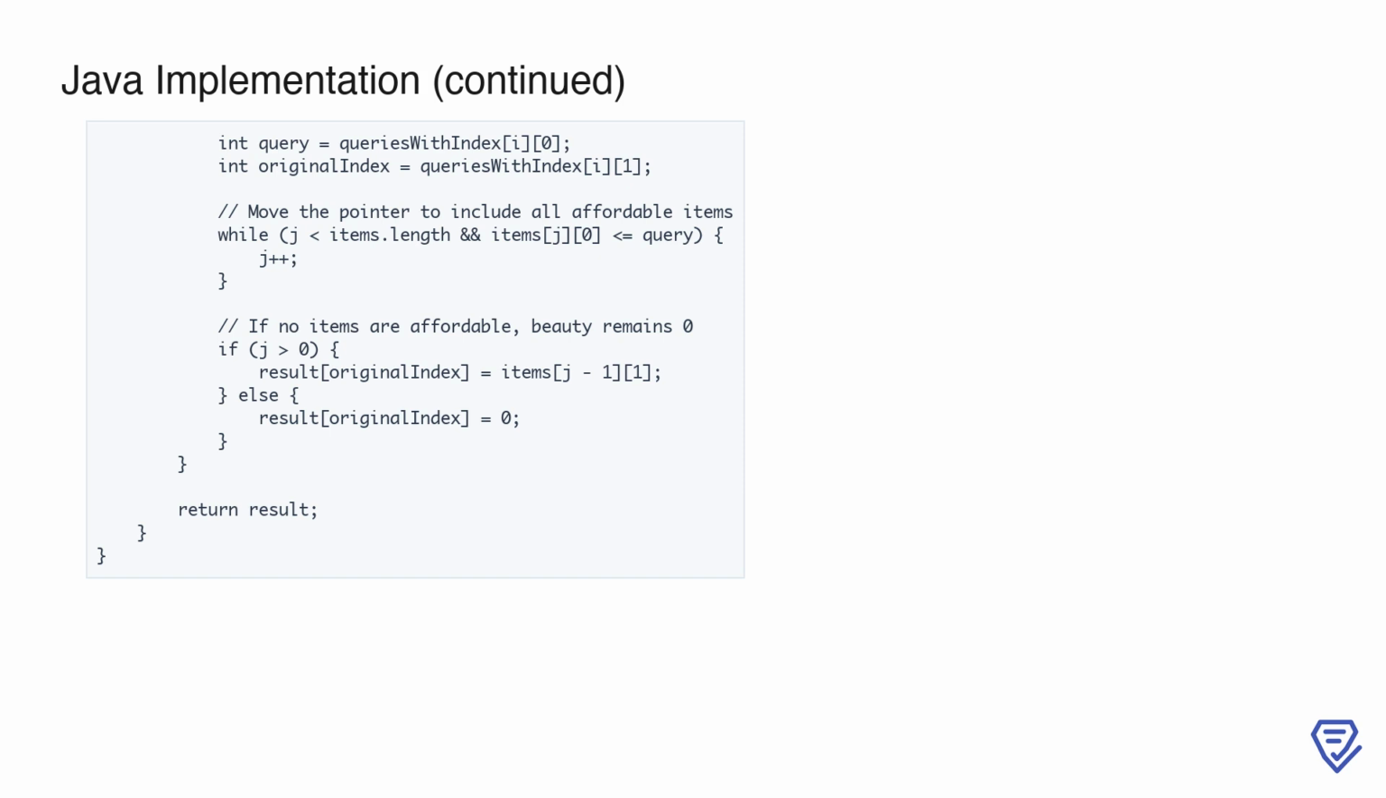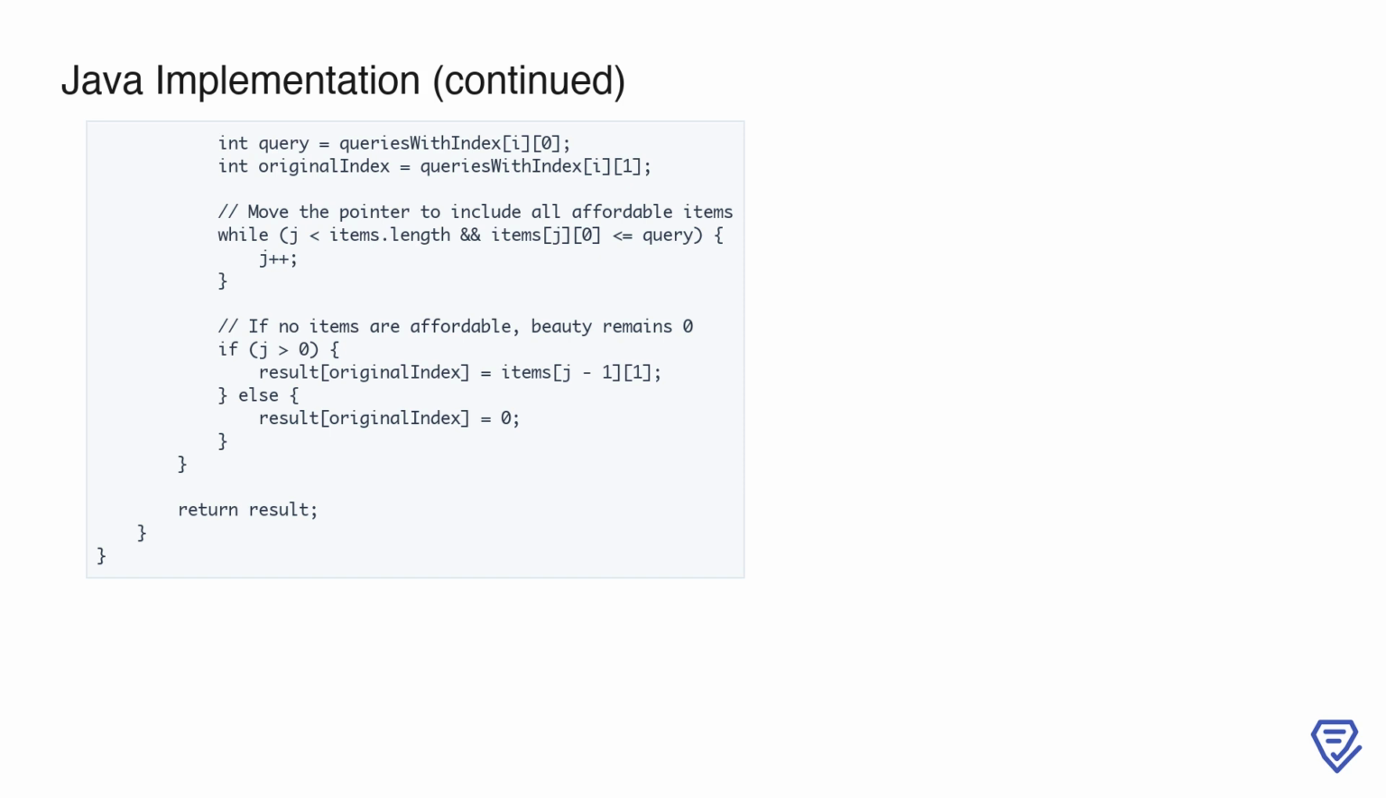Once the loop exits, we check if any items were affordable. If the pointer has moved at least once, this means there are items whose prices are less than or equal to the query price. In this case, the item's beauty value at the position j-1 represents the maximum beauty among all affordable items for the query. We store this value in the result array at the position corresponding to the query's original index. If no items are affordable, the result for this query is simply 0. After processing all the queries, the method returns the result array, which contains the maximum beauty values for all queries in their original order.